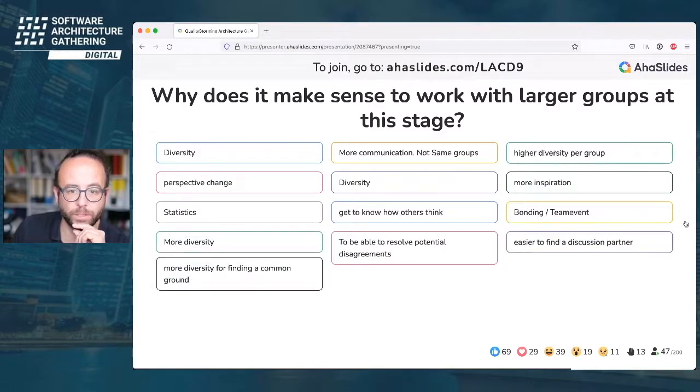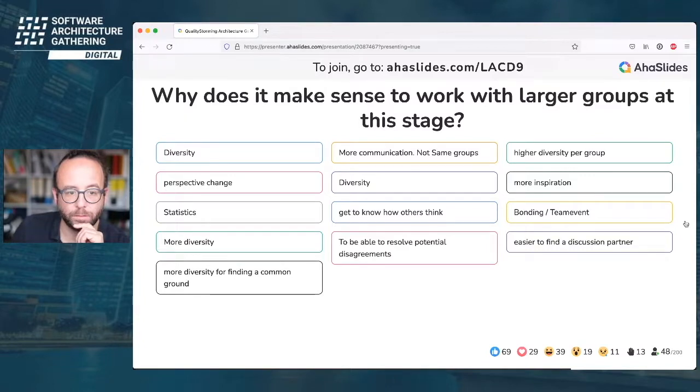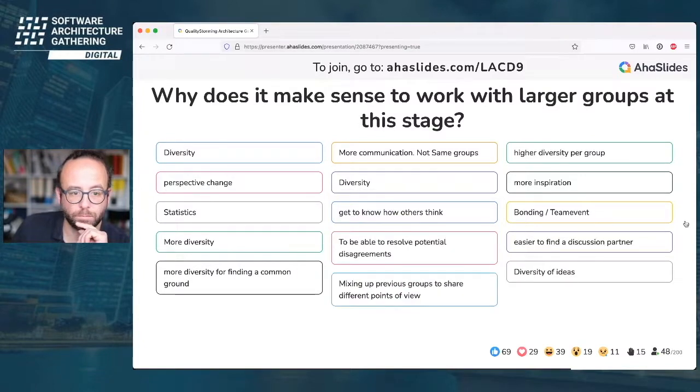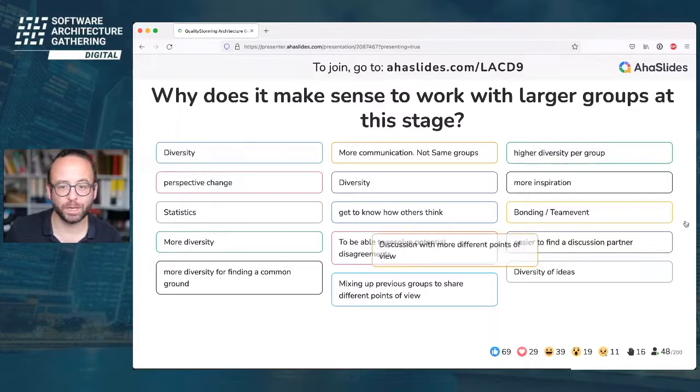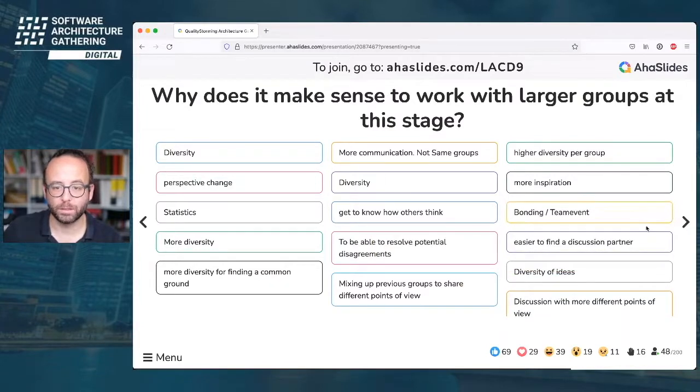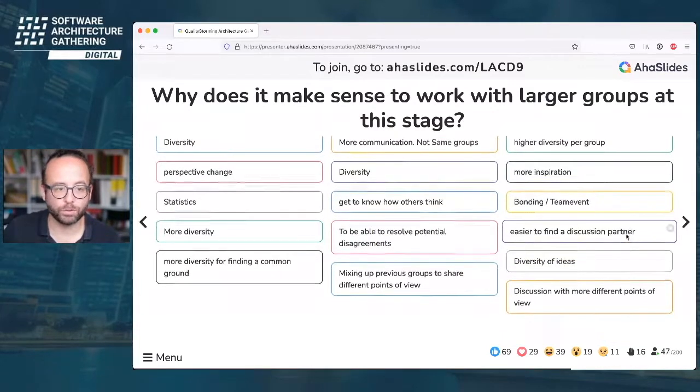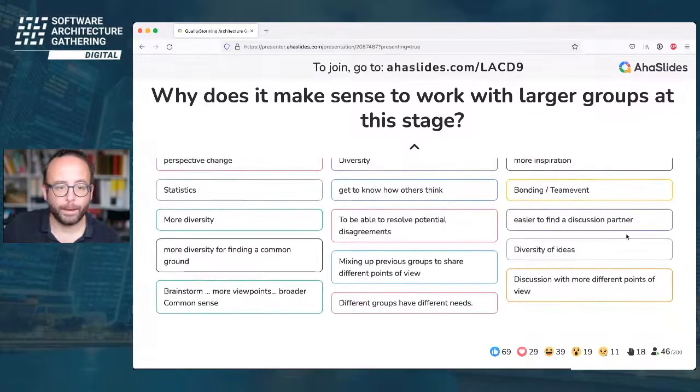Yeah, potential disagreements. Yeah, find an agreement based on different points of view and so on. Yeah, so this is, in my eyes, really crucial. Yeah, please make sure that you have various perspectives in making decisions. Yeah, discussion with more points of view and so on.